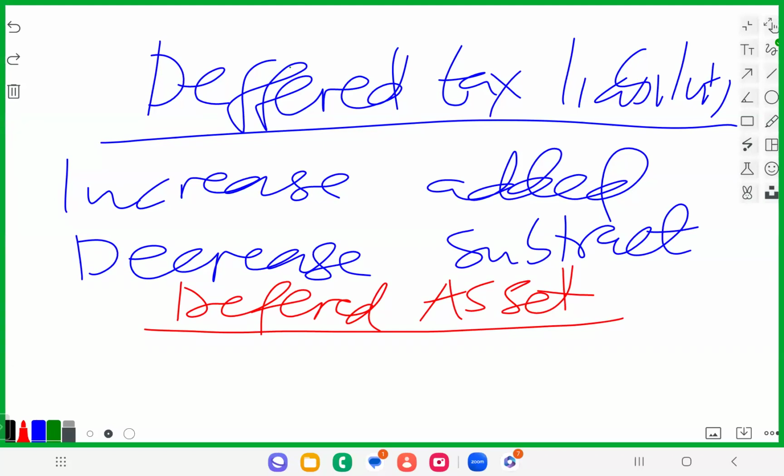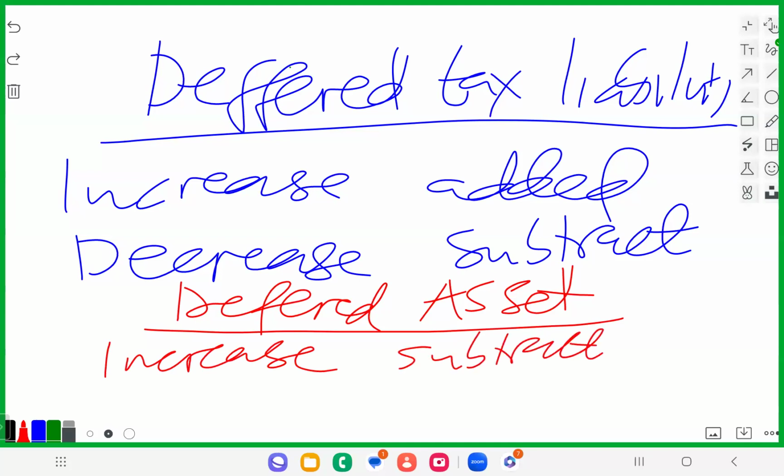So if it's an asset and you calculate and find that there is an increase, the increase is subtracted this time around from the assets. Why should the increase be subtracted? The increase from assets is subtracted from taxes because we are reducing that figure, right? We're reducing that amount. But if it's a decrease, you do the opposite. The decrease shall be added.